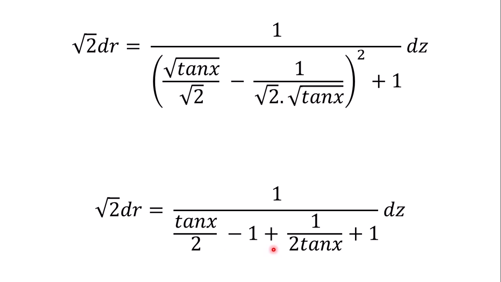Alright? Now what can we do here? Plus 1 here, minus 1 here, it just cancels out. So this and this will cancel out, and we are left with tan x over 2 plus 1 over 2 times what? Tangent x.